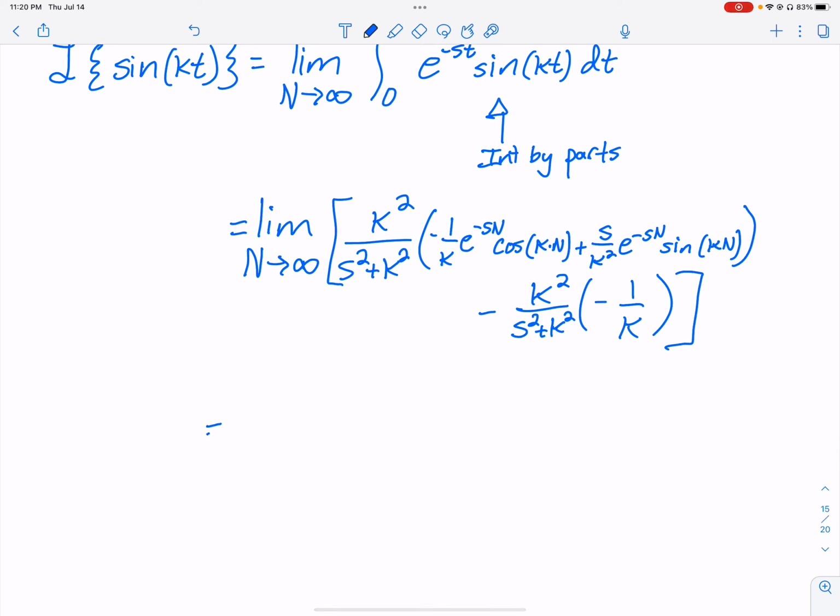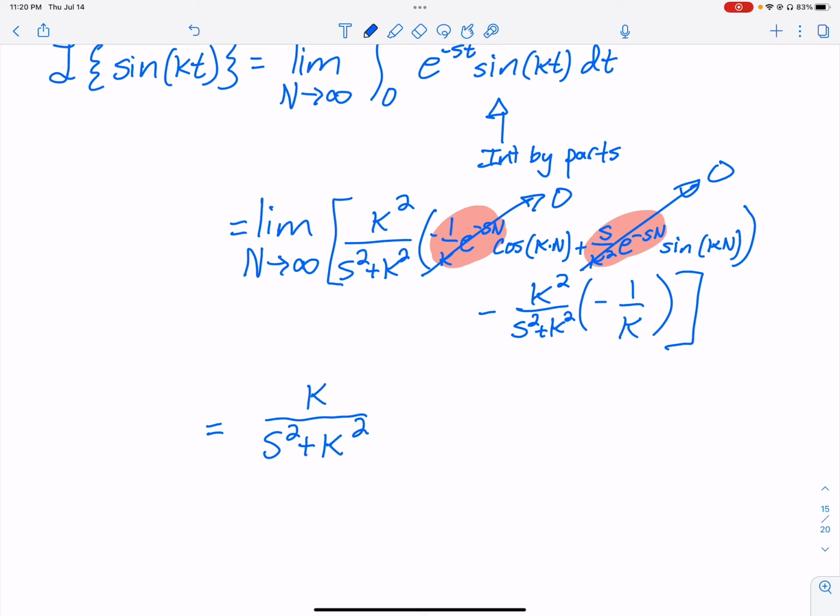Okay, so if we take our limit now, and let's find our ends, this part here takes it to 0, which means it takes that cosine with it. This also goes to 0, and takes that sine with it. So we get that negative there, so it's going to be a positive, and we're going to get k over s squared plus k squared. Now notice how close that is to the hyperbolic sine. Hyperbolic sine is the same thing except it has a minus on the bottom. So be careful, be wary of that.